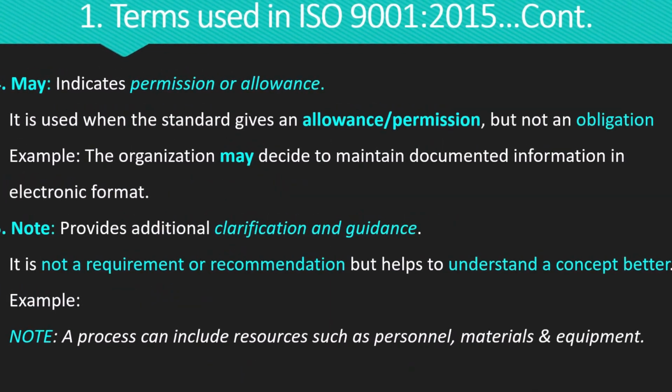And the fourth term is "may," which indicates permission or allowance. It is used when the standard gives allowance or permission, but not an obligation, unlike that of "shall." Example: the organization may decide to maintain documented information in electronic format, meaning it's permitted, or it's allowed, to maintain documented information in electronic format.